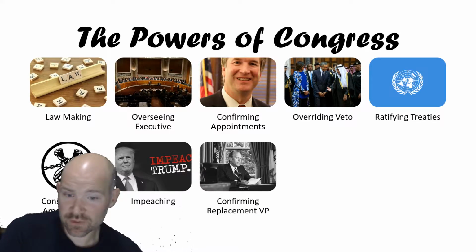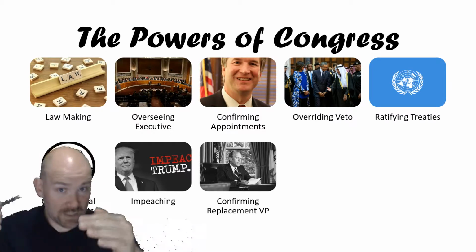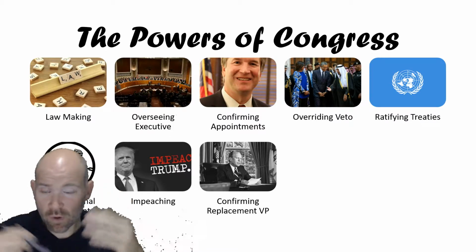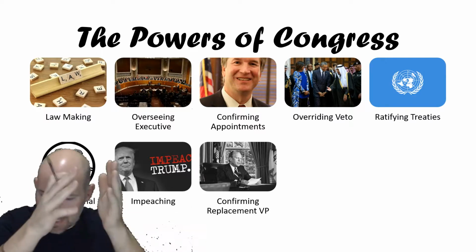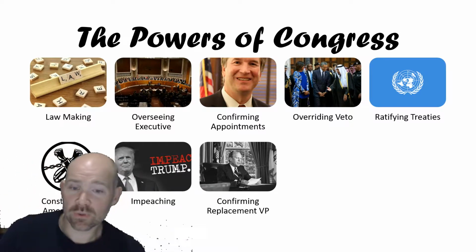They would also have to confirm a replacement vice president. So for whatever reason, if a president was removed or died, then the vice president becomes the president, which means there's no vice president. So rather than doing another election, because America's elections are in fixed locations, the Congress would then confirm the replacement vice president.